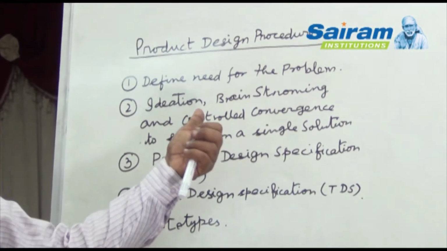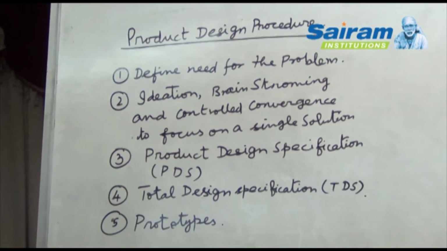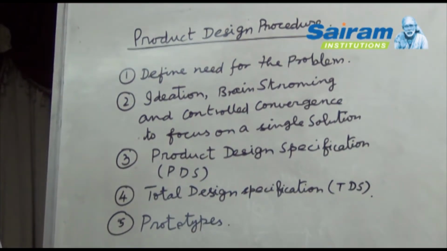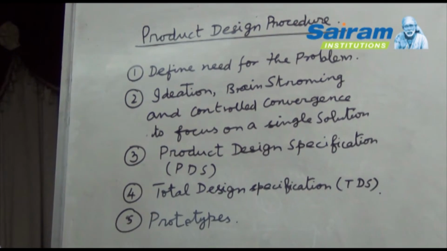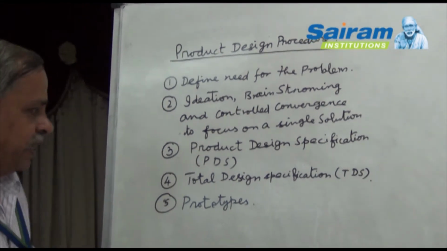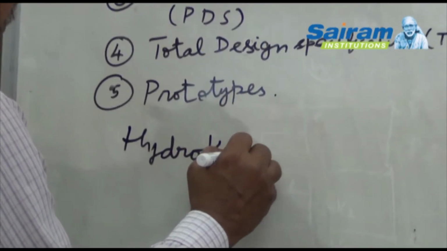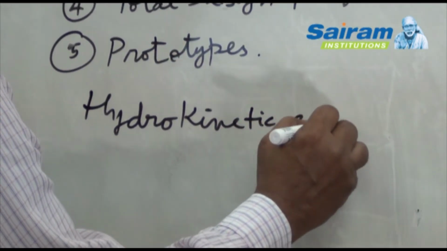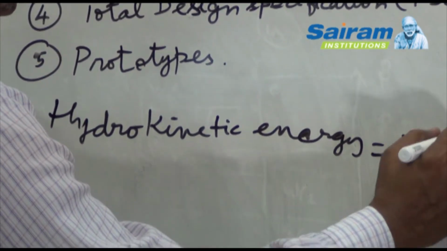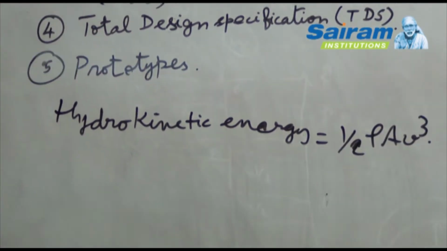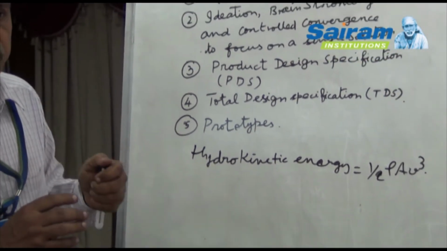Then, based on ideation, brainstorming and convergence, let us say we have arrived at a simple problem of defining a hydrokinetic drum type of turbine. Here, there are only three principles that are very essential. One is hydrokinetic energy, which is half into rho into A into V cube, where rho is the density of water, A is the bluff area of the turbine, and V is the velocity of flow.